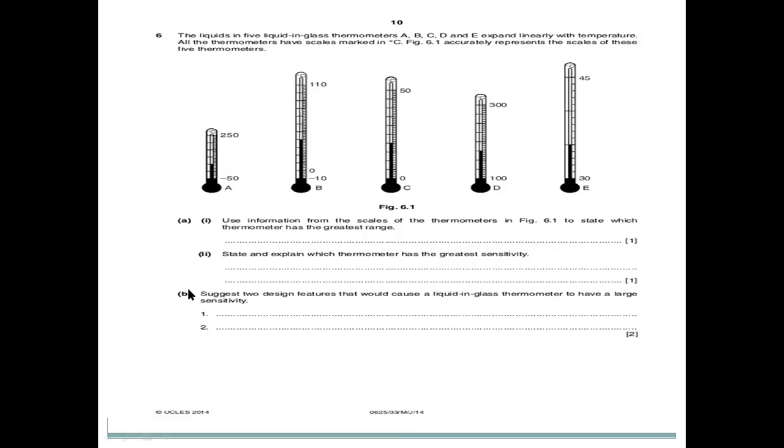Now, B: suggest design features that would cause a liquid-in-glass thermometer to have a large sensitivity. To have a large sensitivity, we have 2 actions: increase the volume of the bulb and decrease the diameter of the capillary. Again, the answer of B: increase the volume of the bulb, decrease the diameter of the capillary.